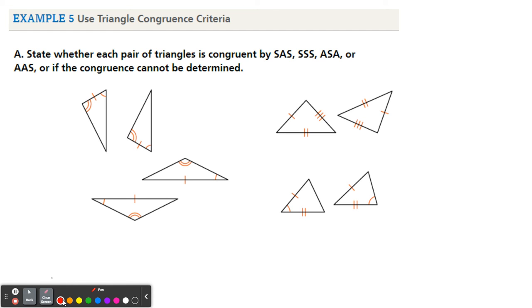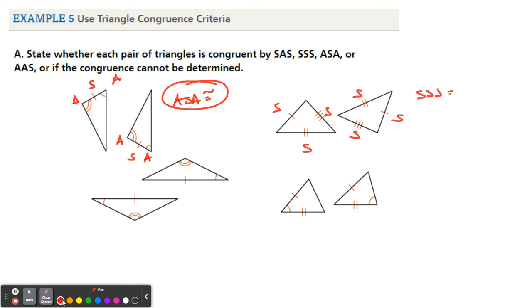Okay, so let's take a look at this problem here. It says use triangle congruence. Let's state whether each pair is congruent by SAS, SSS, ASA, or AAS, or if it cannot be determined, right? So in the first one here, I have an angle, I have a side and an angle, I have an angle and a side and an angle. This is ASA congruence, right? That side is in between the congruent angles. Second one here, I have a side and a side, I have a side and a side, I have a side and a side. I have three sides.